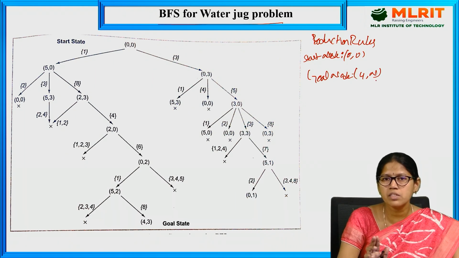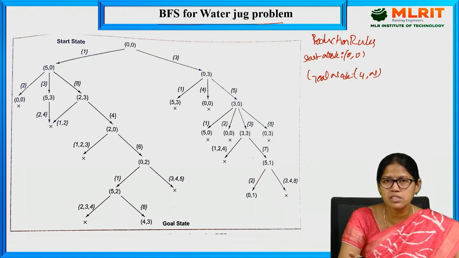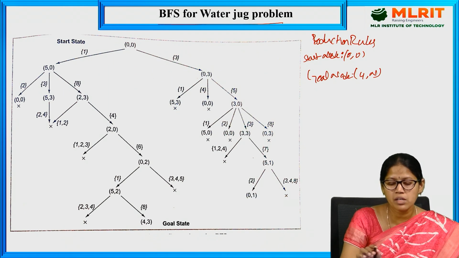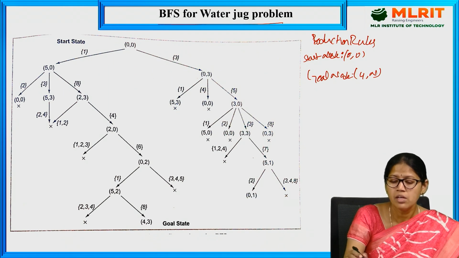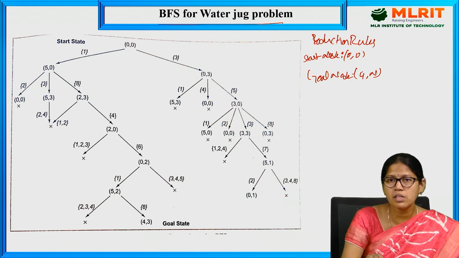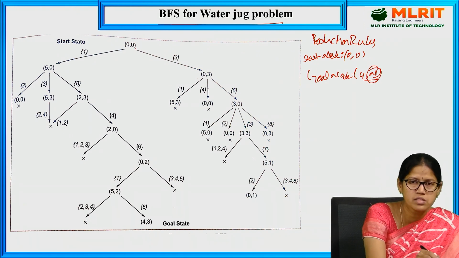There are 2 jugs, a 5G jug and a 3G jug. There are no markers on the 5G and 3G jugs. We need to fill 4G of water in the 5G jug, and the 3G jug can be anything. Either it can be empty or it can be filled with water. There is no specification on the 3G jug. So it will start with 0, 0.